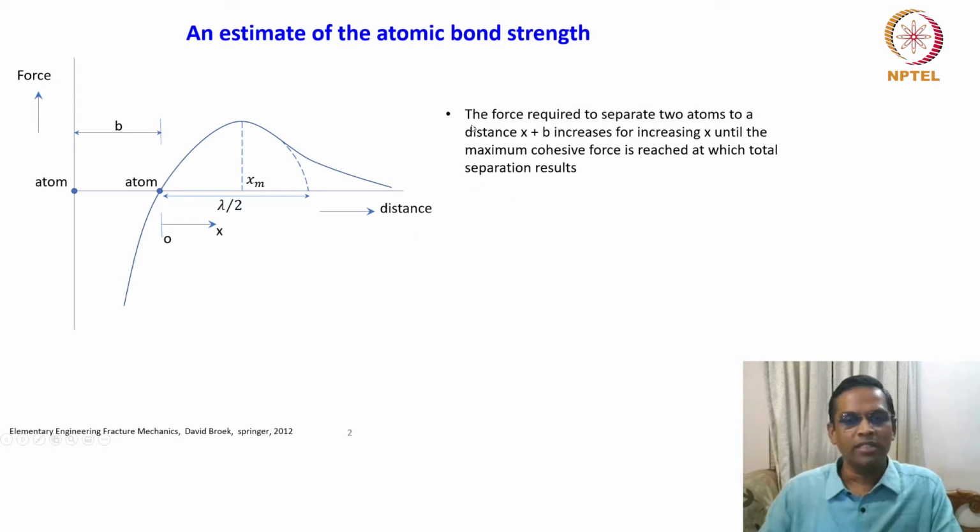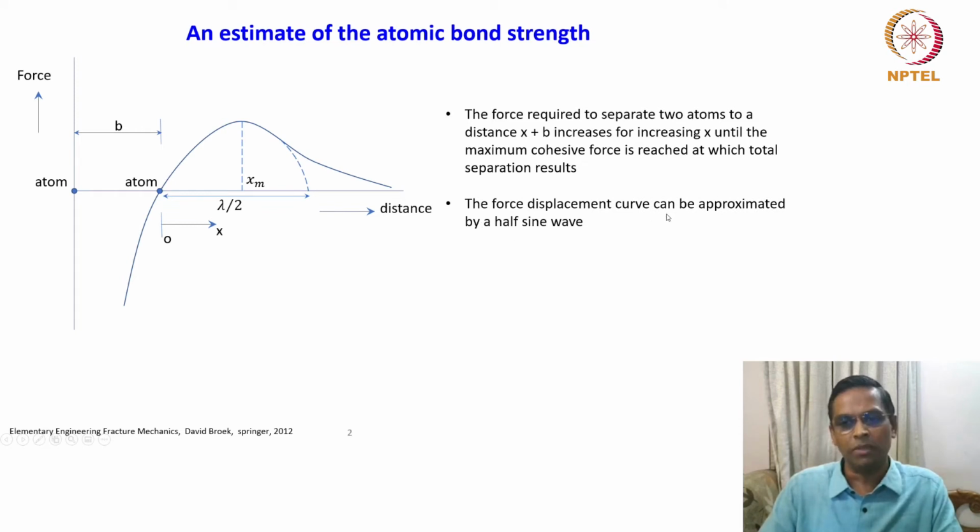The force required to separate two atoms to a distance x plus b increases with increasing x until the maximum cohesive force is reached, at which total separation results. So this is b, and this is x, from 0 to x. As it starts moving from here, the force increases and reaches a maximum where the cohesive force is reached. This is xm, the position where the cohesive force is maximum. After that, the two atoms get separated.